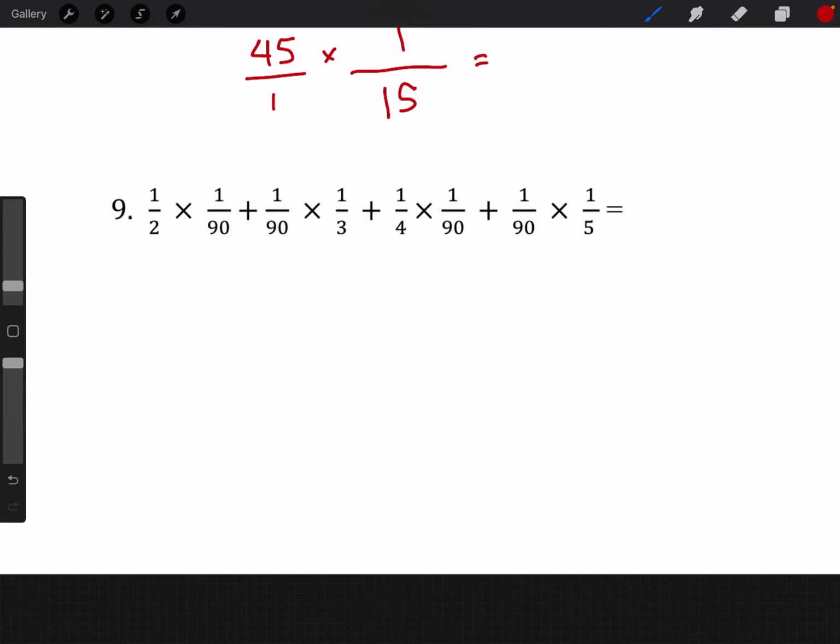Question 9. All right, so you have a bunch of plus, a bunch of times. So let's just circle all the ones that have times because we need to do those first according to BODMAS.